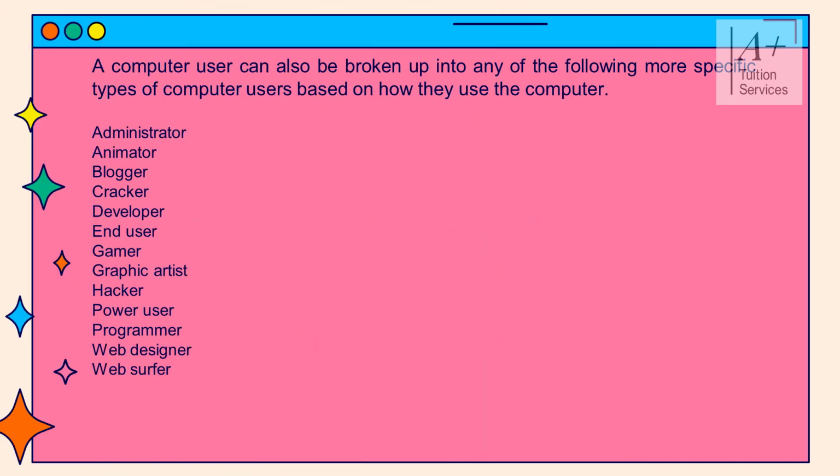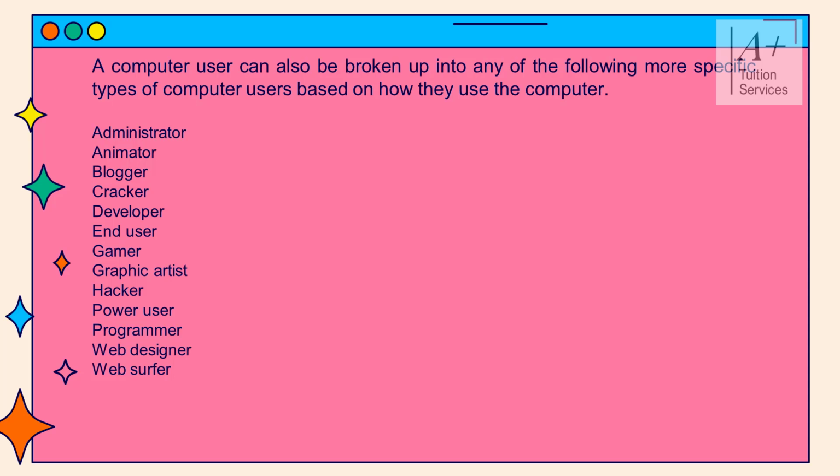So we saw the different categories in which the users are classified, whether they be advanced, casual or basic. But these computer users can also be based on how they use the computer. For example, an administrator, someone who administrates work and efforts, etc. An animator, somebody who creates cartoons and animates objects. A blogger, somebody who writes personal blogs online. A cracker, which is somebody who cracks codes and so forth. A developer, could be a web developer. An end user, which is most of us in terms of the person using the computer for their general usage.